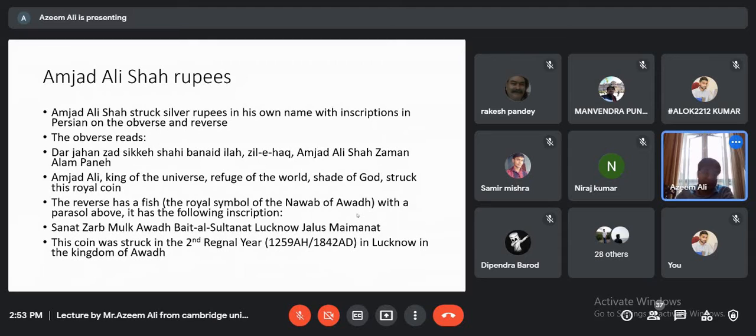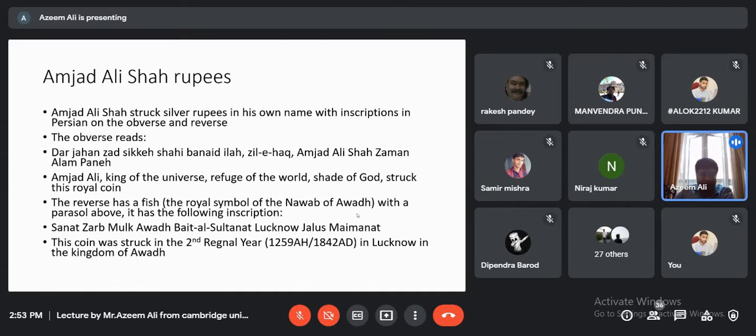Amjad Ali Shah struck silver rupees in his own name with inscriptions in Persian on the obverse and reverse. The obverse reads: Ba Jahan Zad Sikka Shahi Bani Illa Zill-e-Haq Amjad Ali Shah Zaman Alam Panah, which means Amjad Ali, King of the Universe, Refuge of the World, Shade of God, struck this coin.